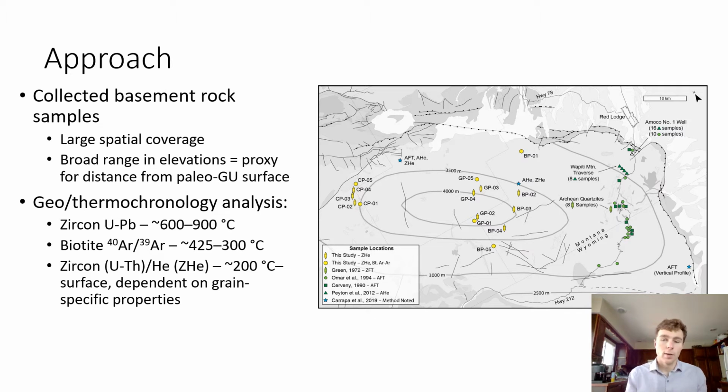To do so, we collected basement rock samples, shown here by the yellow symbols, from within the Beartooth range. We achieved good spatial coverage of the range. A lot of previous low-temperature thermochronology data had been limited to exposures near roads. We used multi-chronometer techniques, including the zircon uranium-lead, biotite argon-argon, and zircon helium systems to cover a range of temperatures and provide constraints on our thermal models.